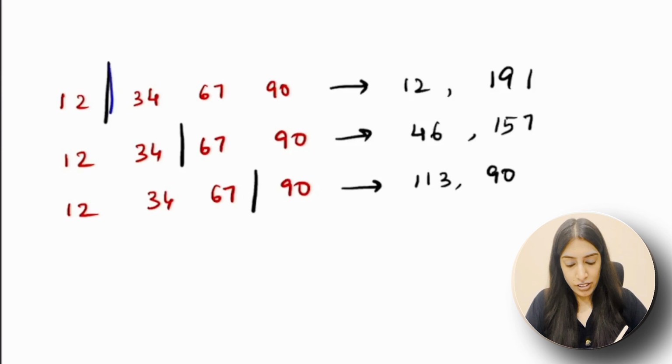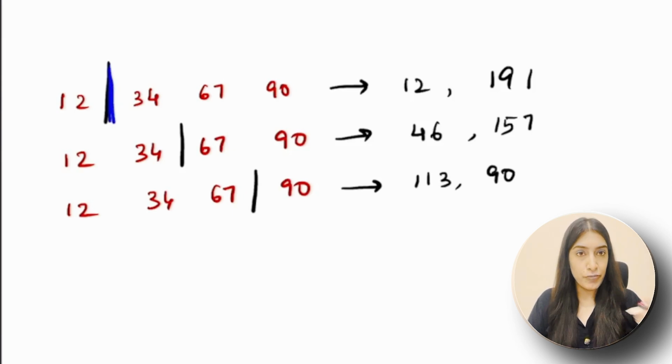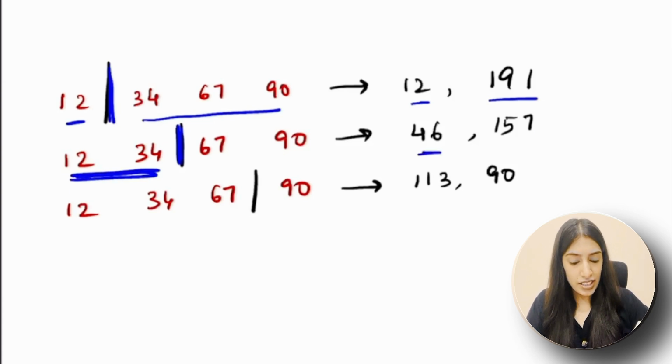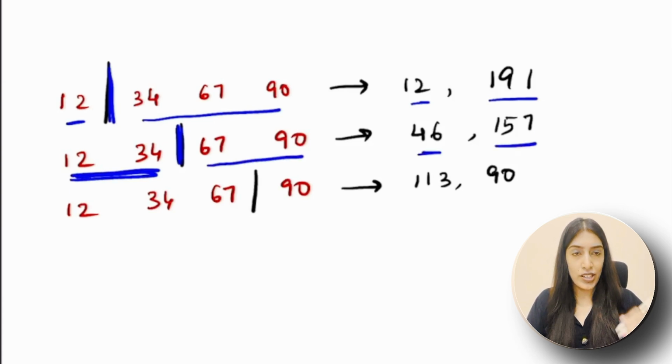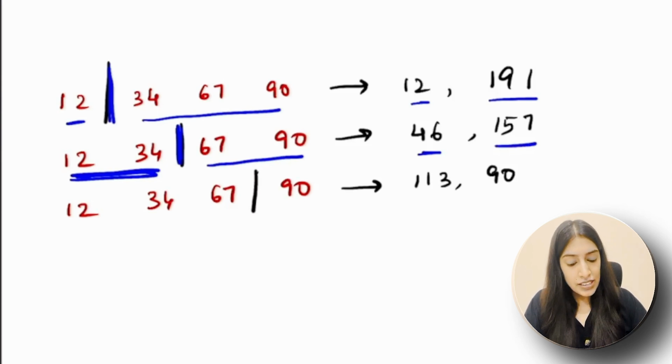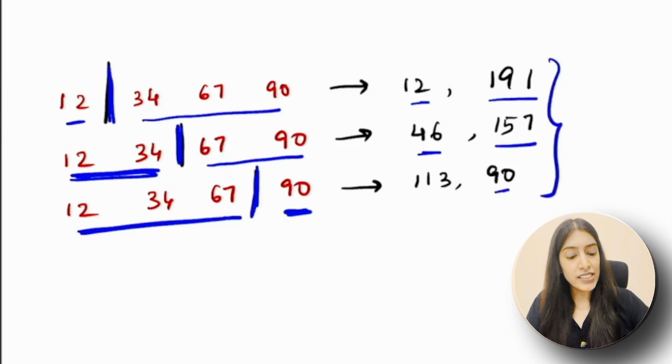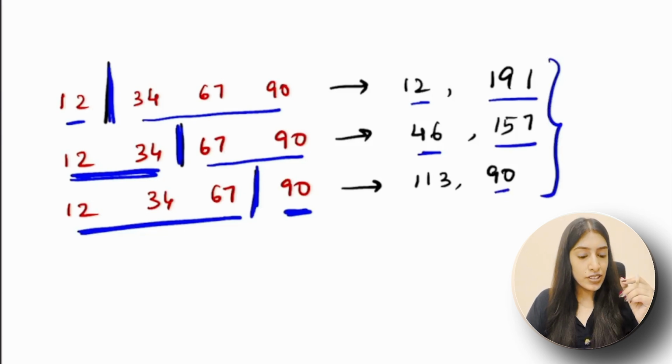So these are the 4 books that are given to us. Now if we divide the books at this level, then what are the number of pages that each student gets? So the first student gets 12 pages, the second student gets 191 pages. Similarly, if we divide over here, the first student gets 12 plus 34, which is 46 pages, and the second student gets 67 plus 90, which is 157 pages. Similarly, if we divide over here, the first student gets 113 pages, and the second student gets 90 pages.